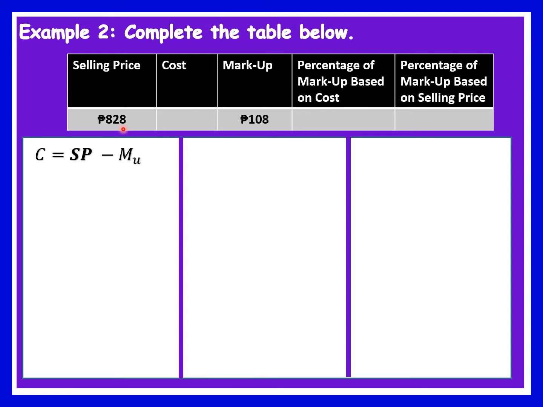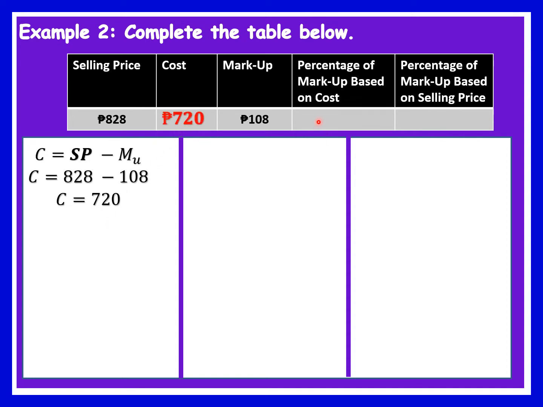So that is C equals SP minus M sub U. The C is missing and the selling price is 828 and M sub U is 108. Let us substitute. That will be C equals 828 minus 108. Subtract. That will be 720. And then this is now 720.